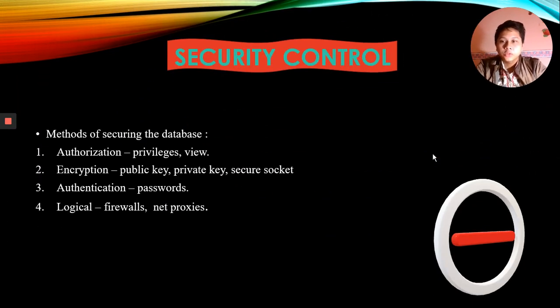So the next one is security control. The methods of securing a database: the first one is authorization, which is privilege and view. Second, encryption: public key, private key, and secure socket. The third one, authentication, which is passwords. Fourth is logical, which is firewalls and net proxies. There are two access controls: discretionary access control and mandatory access control.